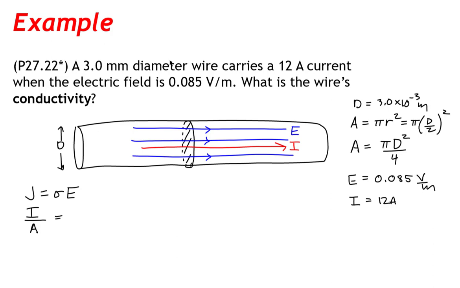And that current per unit area is equal to conductivity times electric field. This means that conductivity is equal to the current in our wire divided by the product of the wire's cross-sectional area and the magnitude of the electric field in the wire. Let's take this expression for conductivity and look at it a little bit. Notice this says conductivity can be expressed as the ratio of current to the product of the area and the electric field.